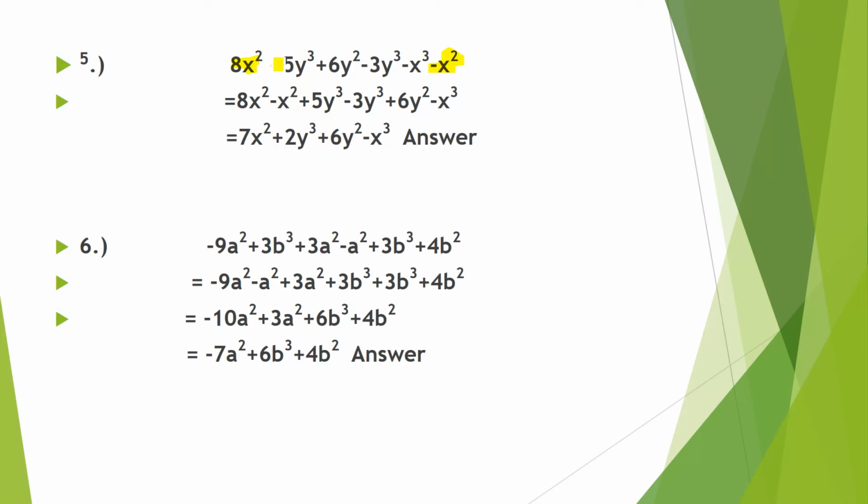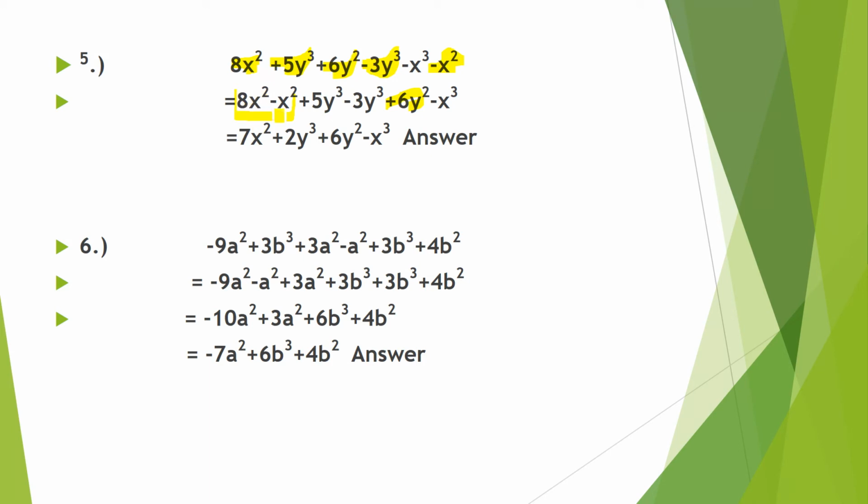Then 5y cube, and minus 3y cube. And this is the cube. Right? In the last question, we do not have the exponent. Here we have the exponent. So no problem. You have to arrange according to the base and exponent. And then 6y square here, minus x cube. And they do not have any more x cube or square. So see, this x square, right? So we will add and subtract these together.